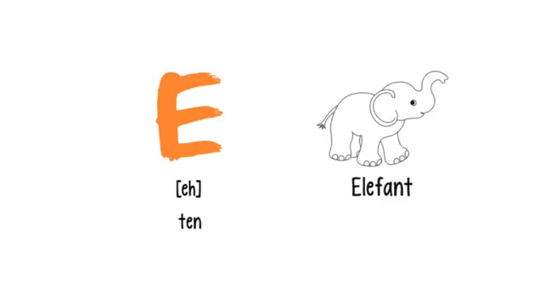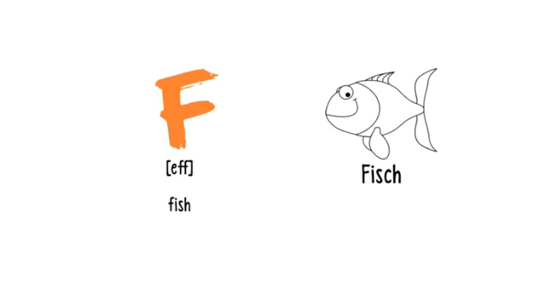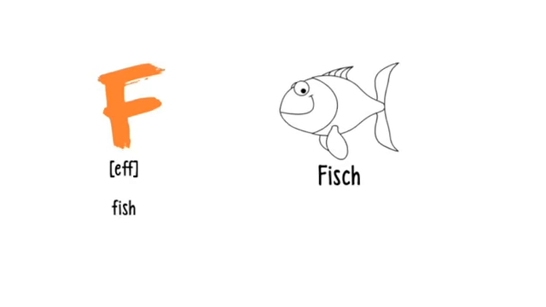Now let's have a look at the letter E. E, which is pronounced like the E in the word ten. The German word with the letter E is Elefant, which means elephant. F is pronounced like the word fish, and the translation of fish in German is Fisch. The next letter is G.